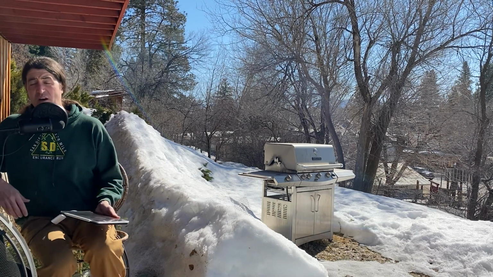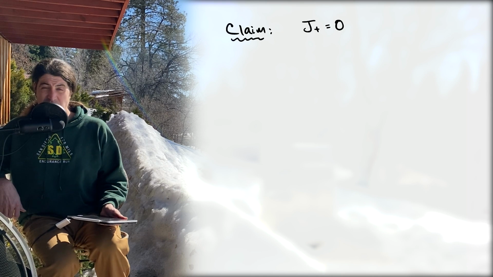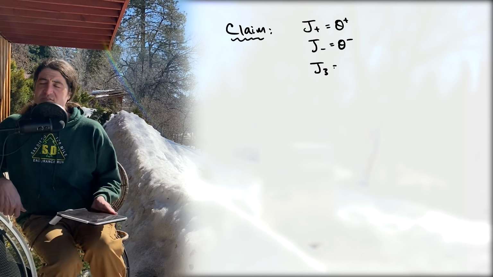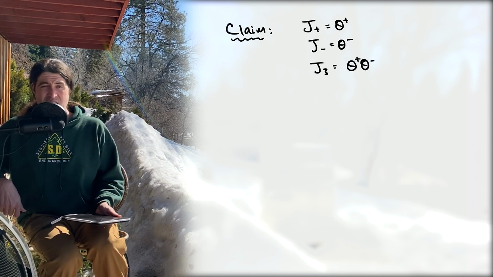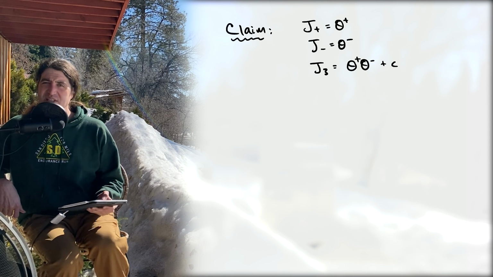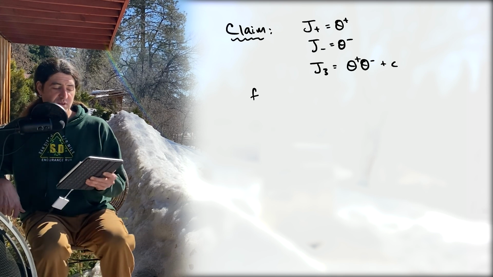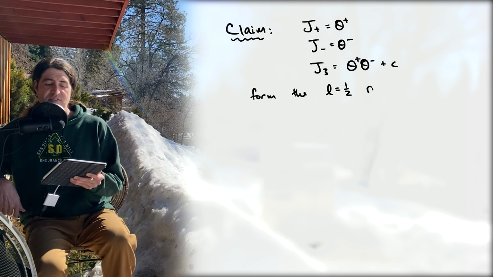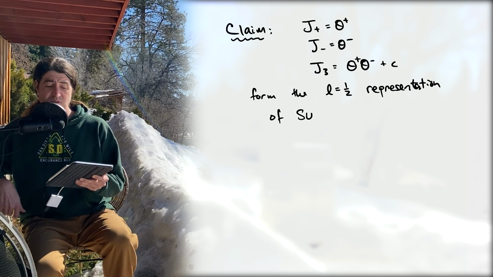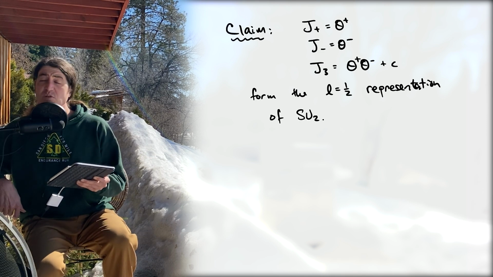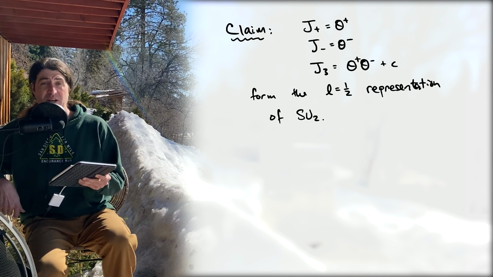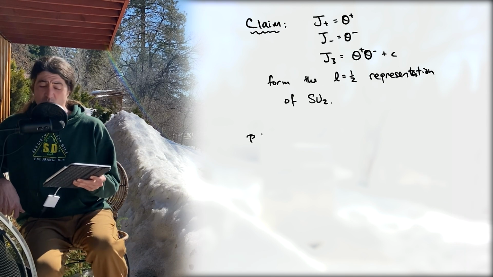So now, from this perspective, let's go ahead and claim a representation. Specifically, let J plus or minus be theta plus or minus, and let j3 be given by theta plus theta minus plus a constant, some complex number c, which we don't know yet. So the claim is that these operators give us an irreducible representation of SU2, the 2 of SU2, namely with Q equal to 3/4, or that parameter L as 1/2.